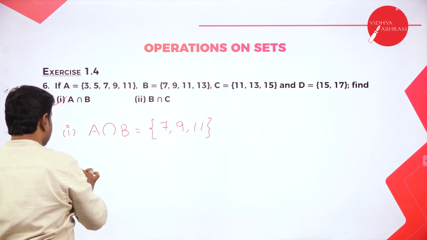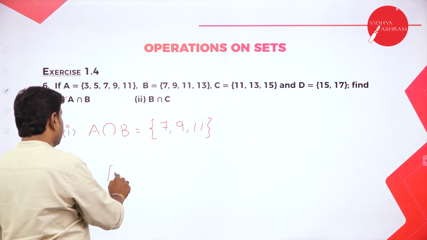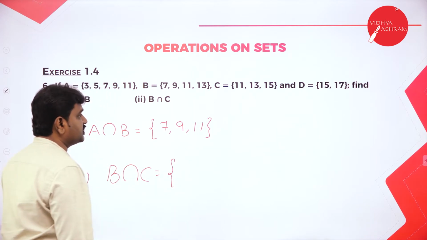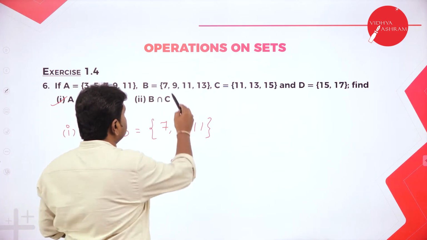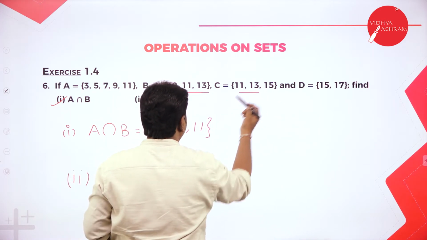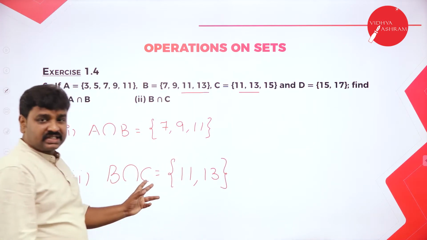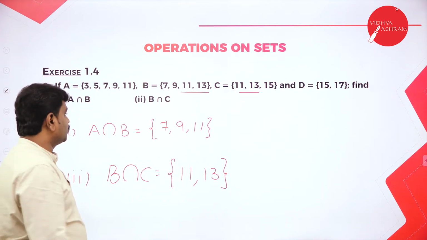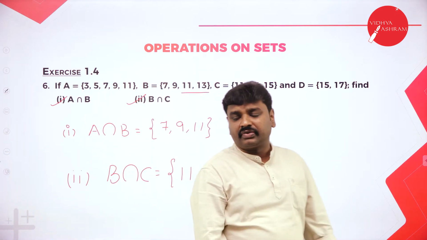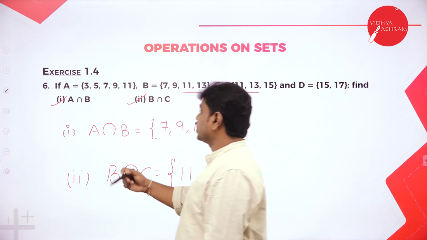Second part. What is the second part? B intersection C. What is B intersection C? B intersection C means the set of common elements of B and C. What are the common elements of B and C? B is 7, 9, 11, 13 and C is 11, 13, 15. So common is 11 and 13 in both. So 11, 13 is B intersection C. So now we are done with B intersection C also. I hope all of you understood what we have done here. So intersection means the set of common elements. Now we'll go to the next question.